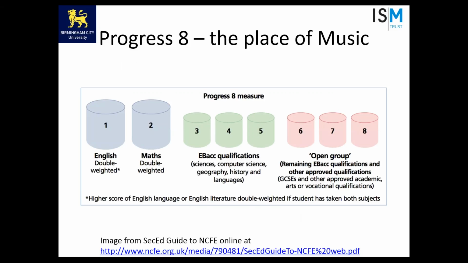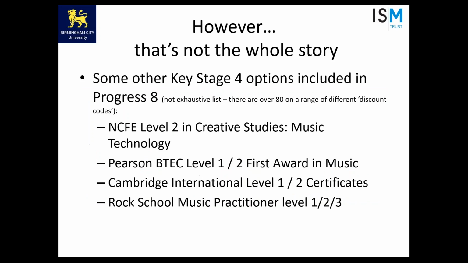One of the progress measures, you probably know this already, being used in school, apart from the EBacc, which of course excludes music, is the Progress 8 measure, which has got the 3 open groups at the end. And the quite exciting thing is that there are quite a lot of qualifications which you can put in that. So although today we're talking about the GCSE, that's not the whole story. There are quite a lot of other options included. In fact, I think over 80 with a few different discount codes. So in theory, somebody could fill up their entire open boxes with things which are related to music.